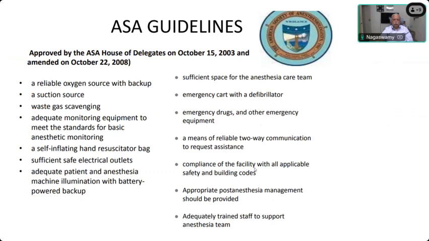In compliance of the facility with all applicable safety and building codes. Appropriate post anesthesia management to be provided and adequately trained staff to support the anesthesia care. These are all the guidelines that have been given for safe conduct of anesthesia.